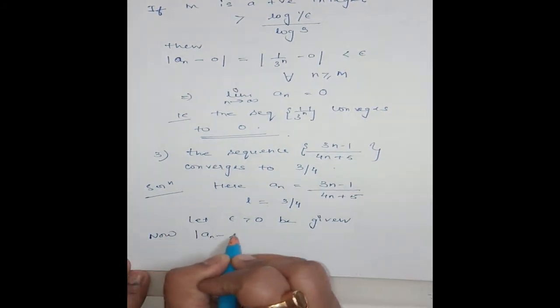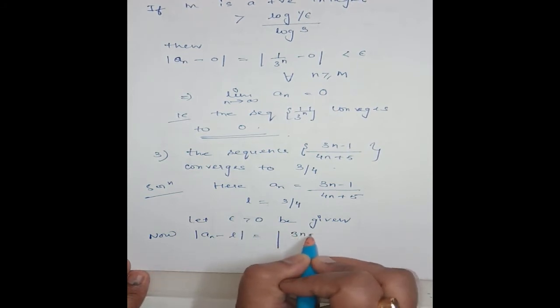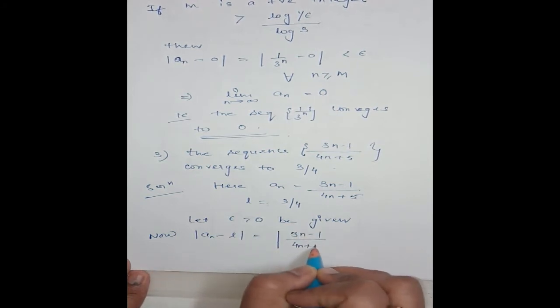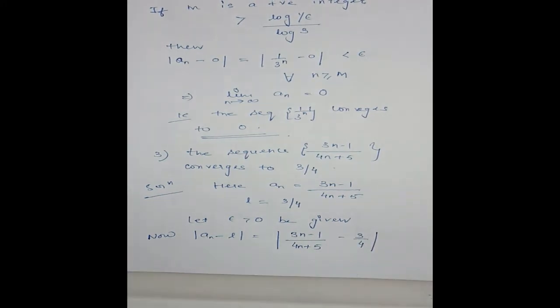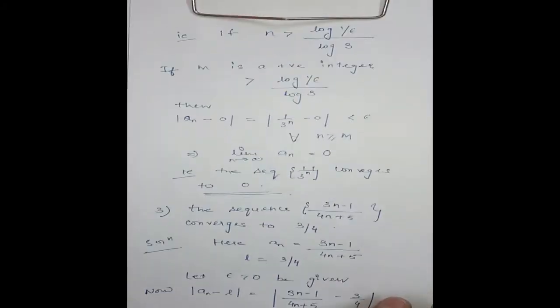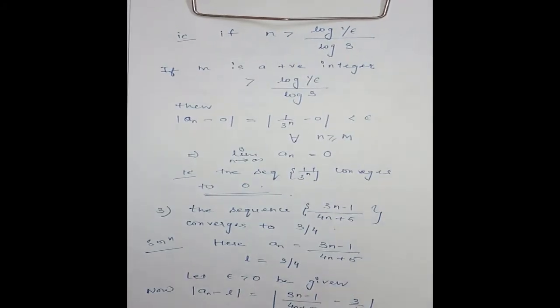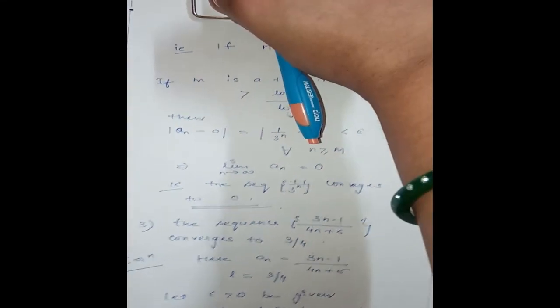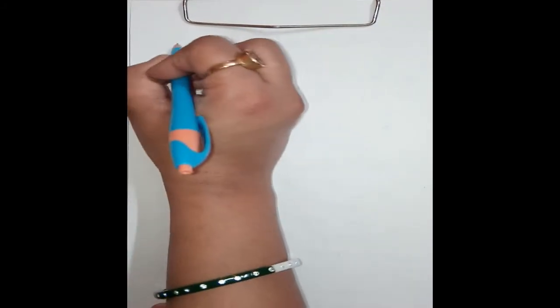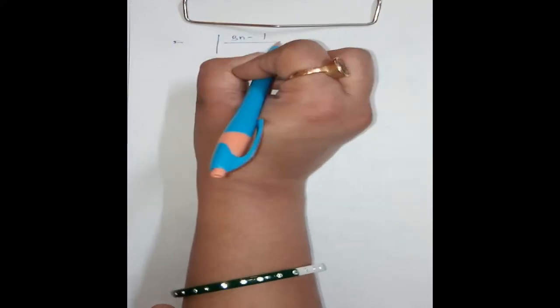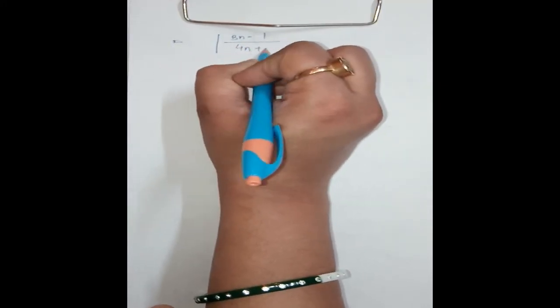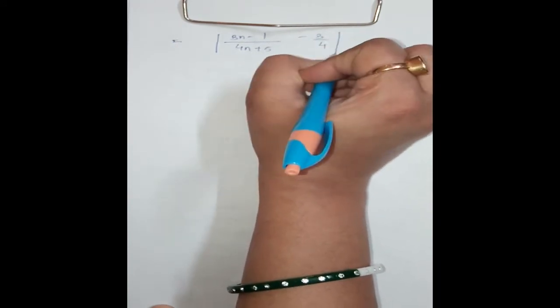Now, |a_n − L| is |(3n − 1)/(4n + 5) − 3/4|. This is |a_n − L|. Clear? I will write again: this is |(3n − 1)/(4n + 5) − 3/4|.